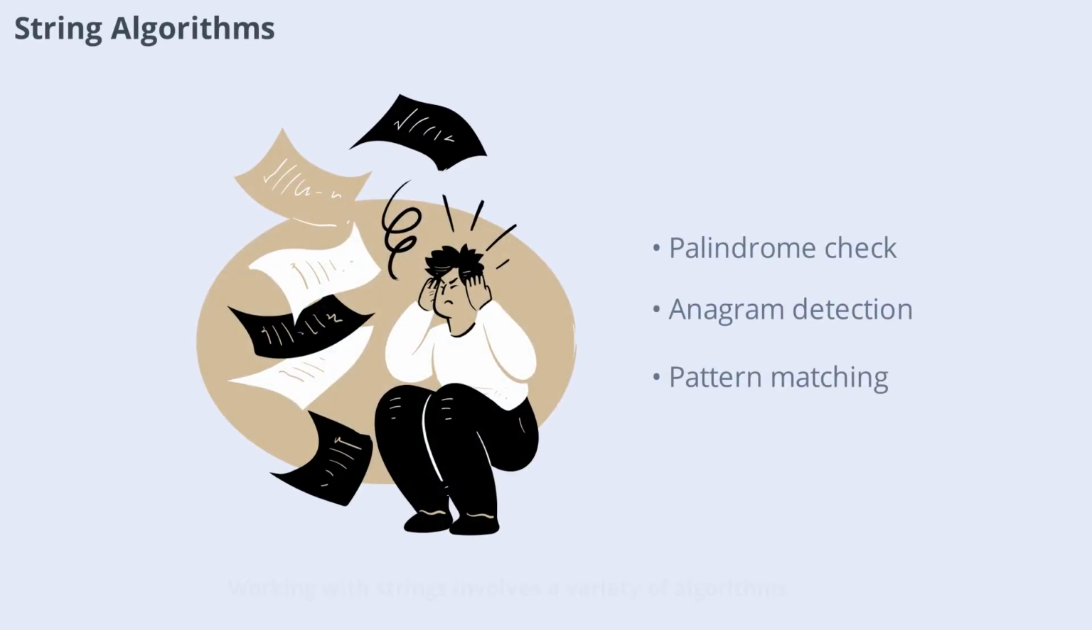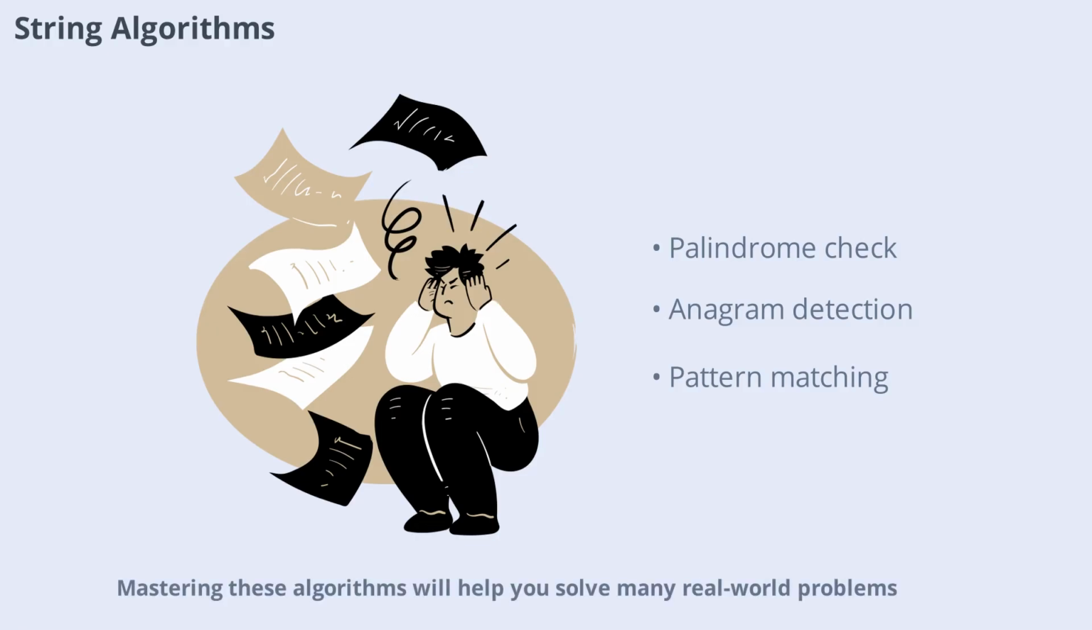Working with strings involves a variety of algorithms. Common tasks include checking for palindromes, detecting anagrams, basic pattern matching, and counting character frequencies. Mastering these algorithms will help you solve many real-world problems, from validating user input to searching for patterns in large texts.